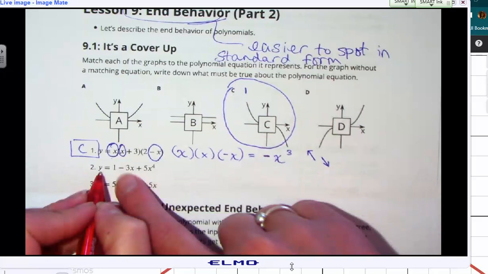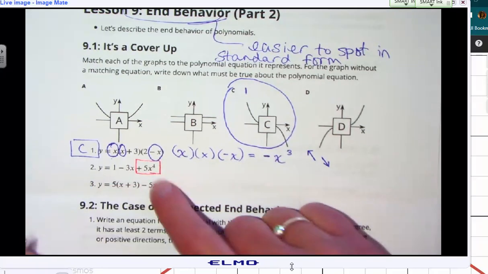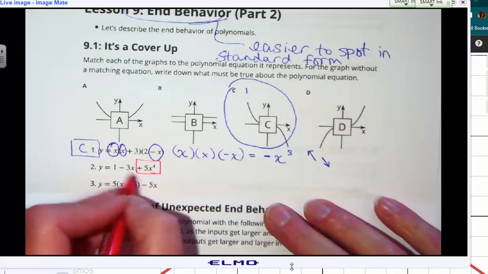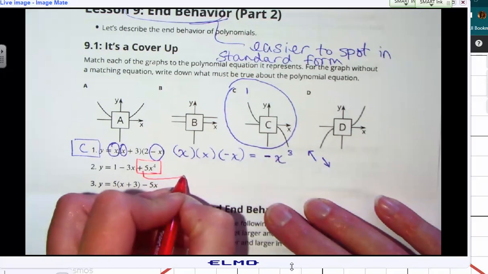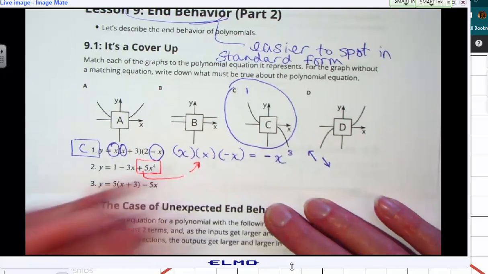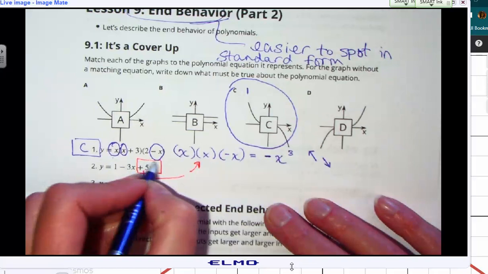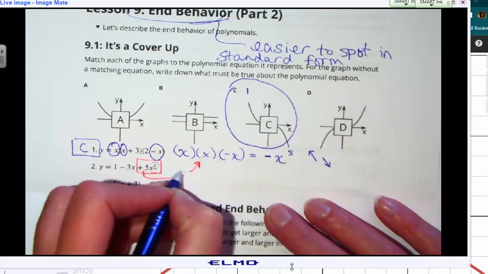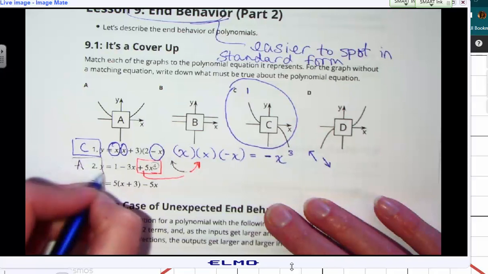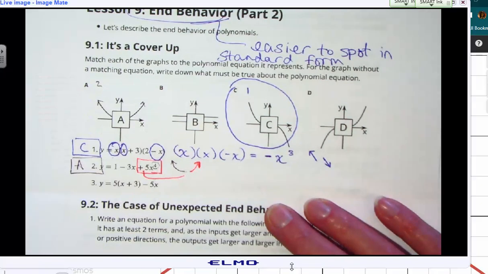Let's check our next one. This one is in standard form, but I have to go hunting and looking for the highest degree term and a positive leading coefficient. That positive leading coefficient tells me it's going up on the right-hand side. The even degree, it's an even number. That means my left side is equal. This is going to match graph A because it's got up on the left and up on the right.